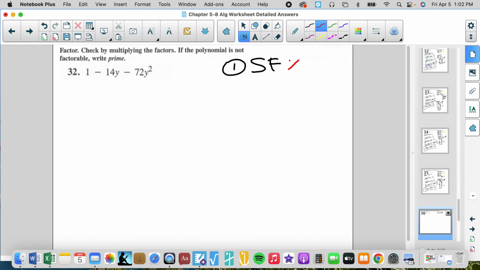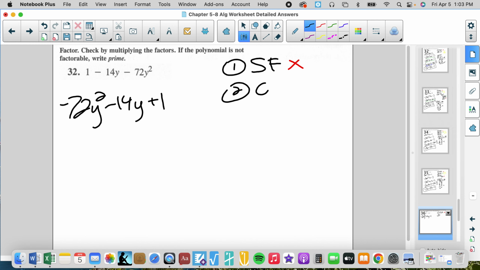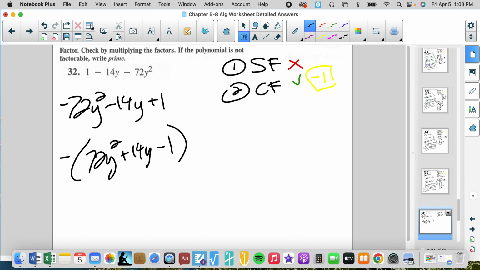Standard form, nope, right in standard form. Negative 72y squared minus 14y plus 1. Common factor, yes, there is a common factor of negative 1 because my first term is negative. Got to factor that out. 72y squared plus 14y minus 1. That's different. Special case, no.